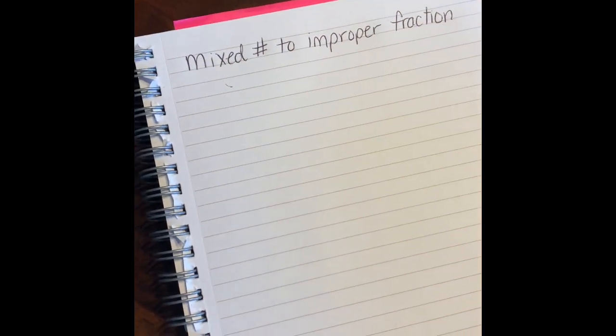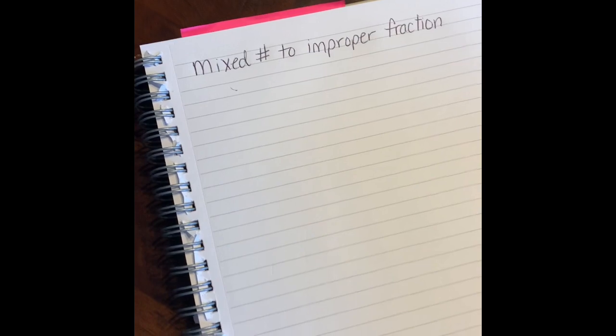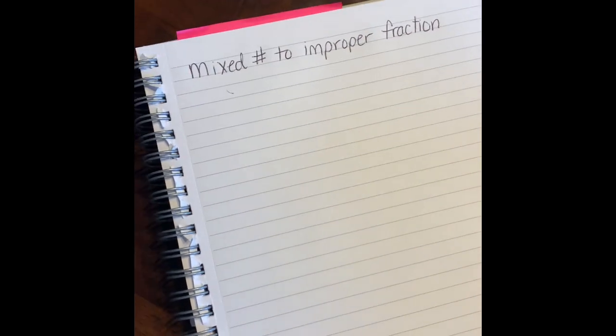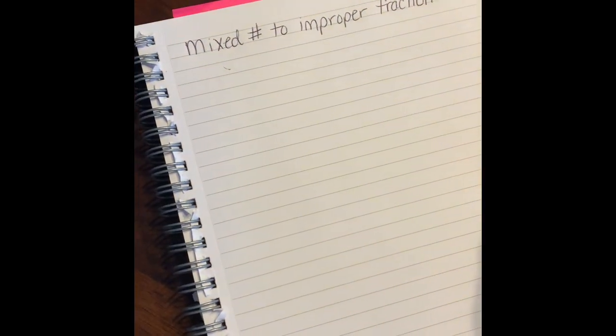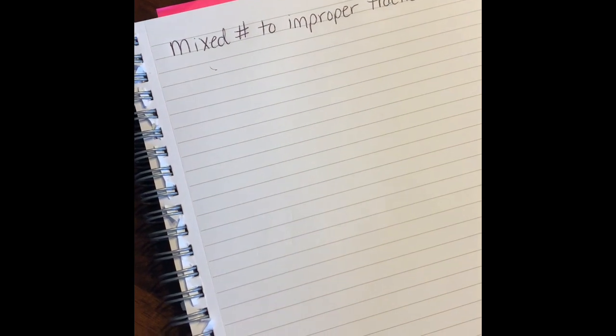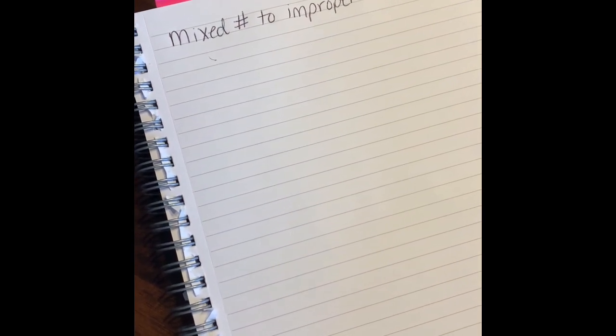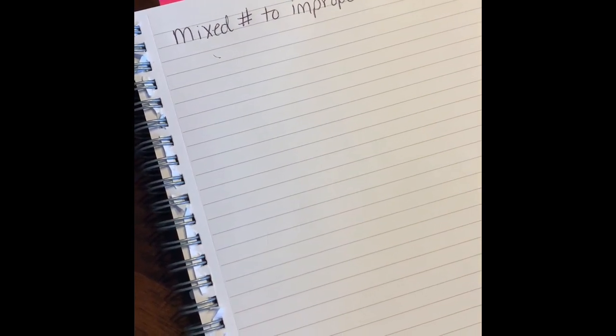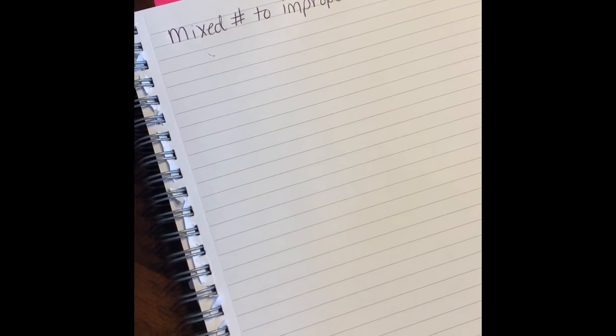This video is going to show you how to change a mixed number into an improper fraction. When we are adding, subtracting, multiplying and dividing fractions, we like to work with improper fractions rather than mixed numbers. So if you ever see a mixed number in your question, the very first thing you want to do is change it into an improper fraction.